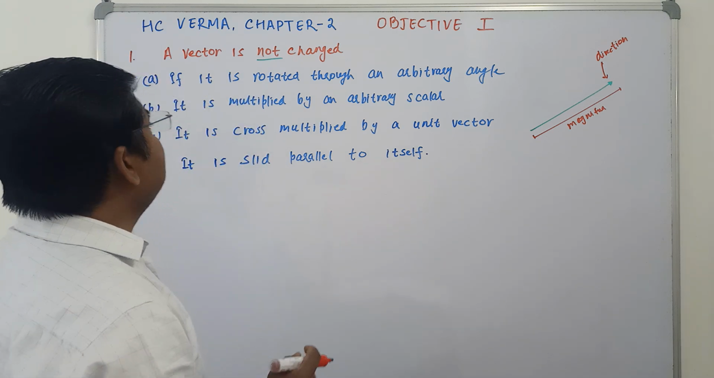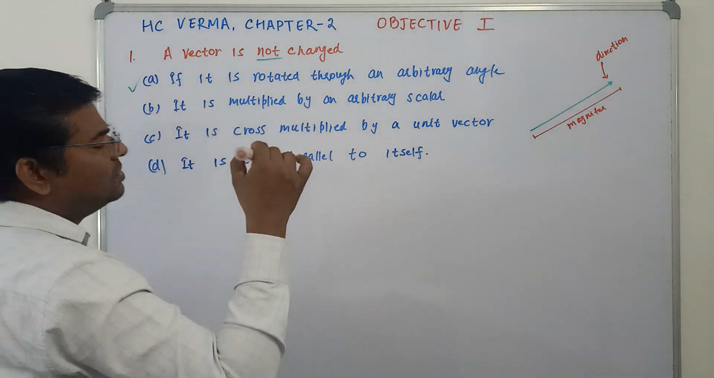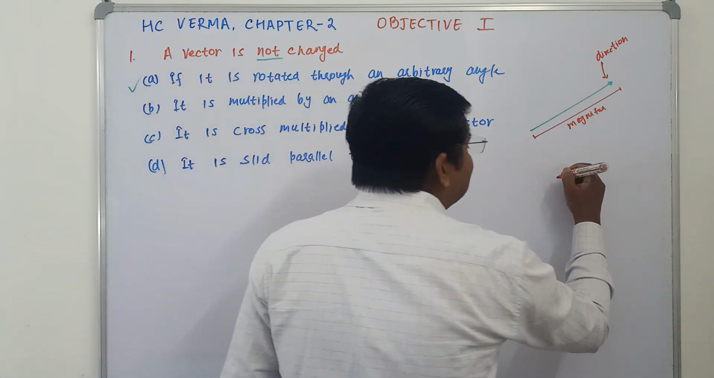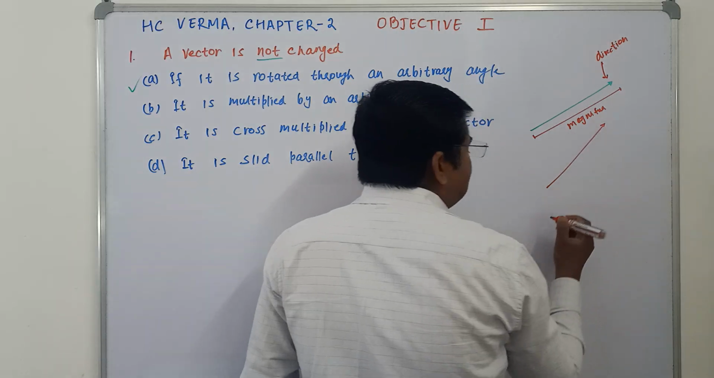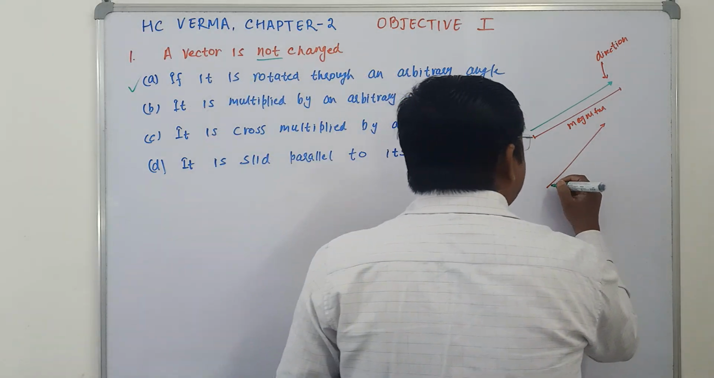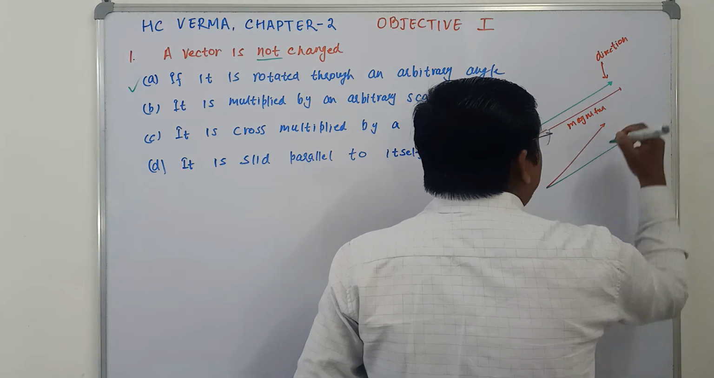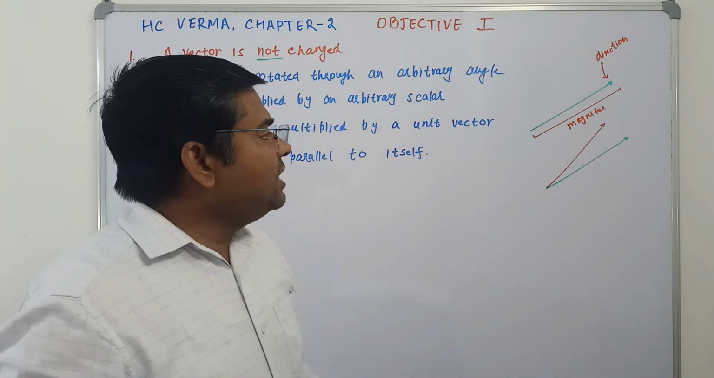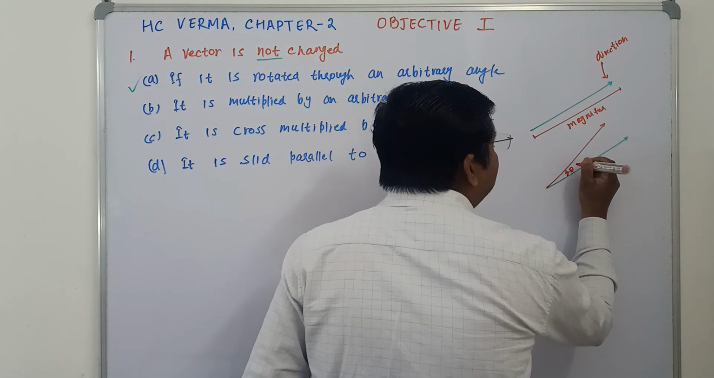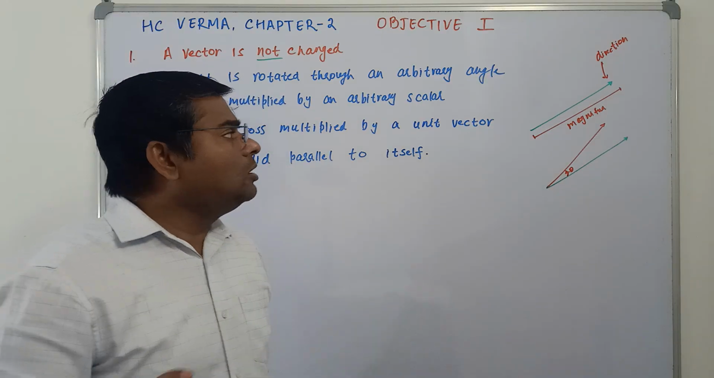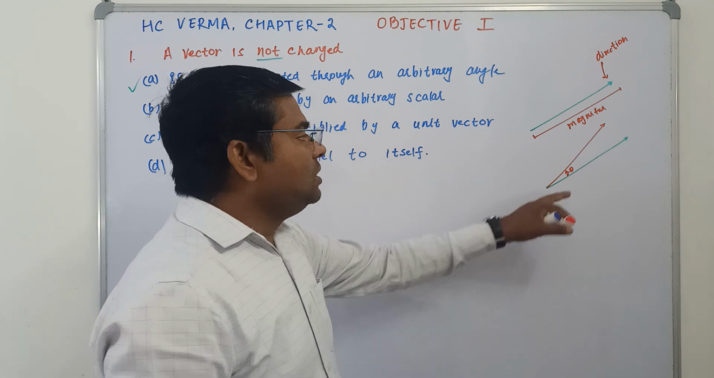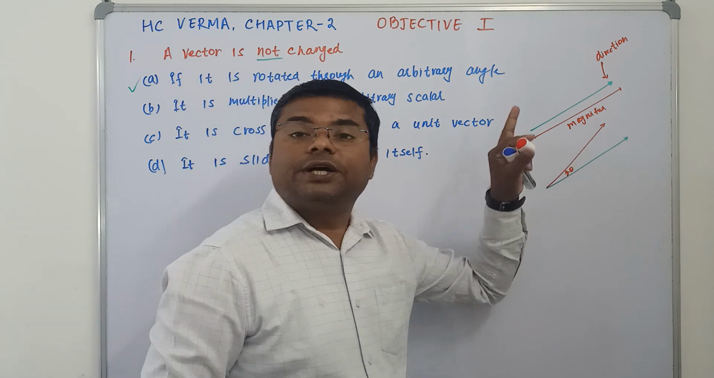But is this option true or not? Suppose this vector is rotated through an angle. Suppose we take the original vector like this one, the green one. Now the red one is rotated through an angle, suppose this is theta. So here the direction of the vector is changed. Although its magnitude remains the same, the direction is changed. So this vector is different from the green one.